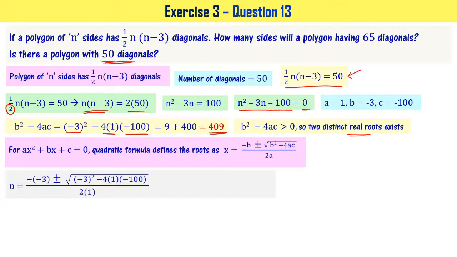So n can be written as minus b, b is minus 3, plus or minus square root of b square minus 4a, a equal to 1, times c, that is minus 100, divided by 2 times 1, right? 2 times a. Simplify this. What you get is 3 plus or minus square root of 409 divided by 2. Square root of 409 is not an integer, right? So the n you are getting is sort of an irrational number.